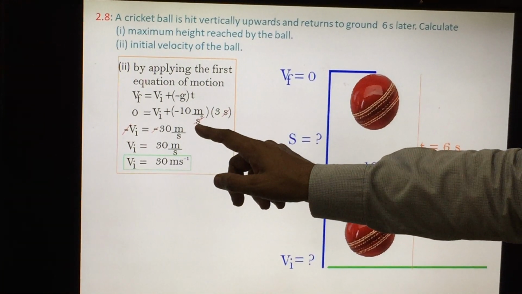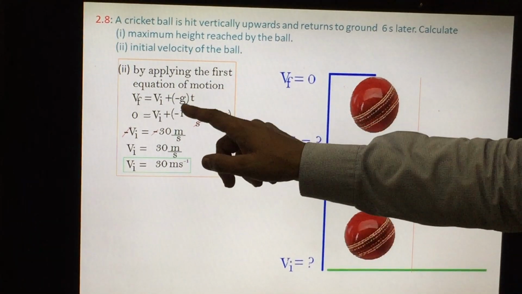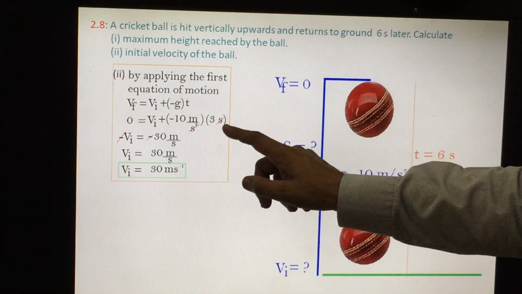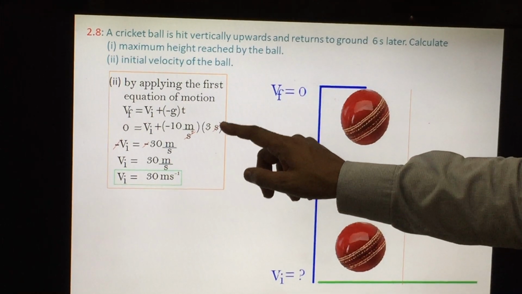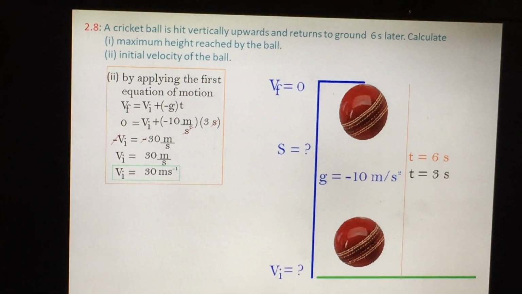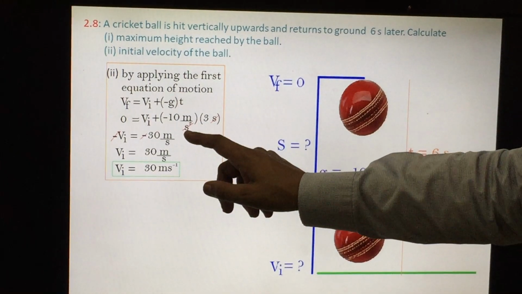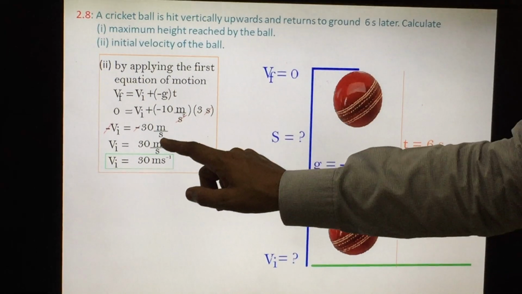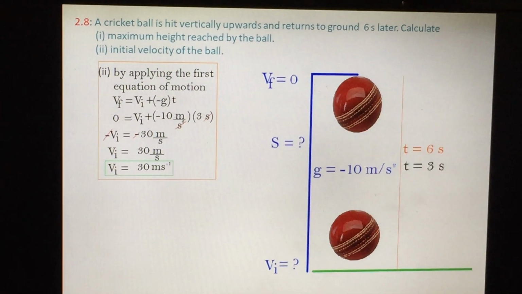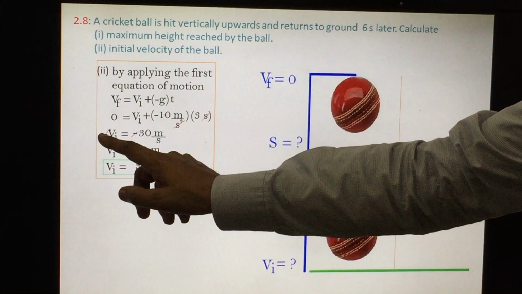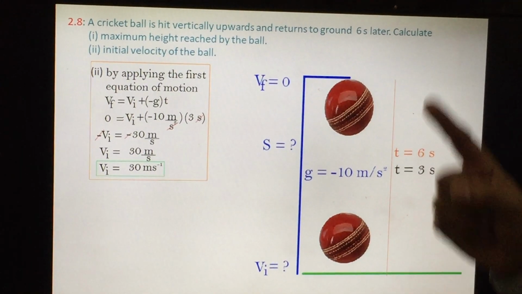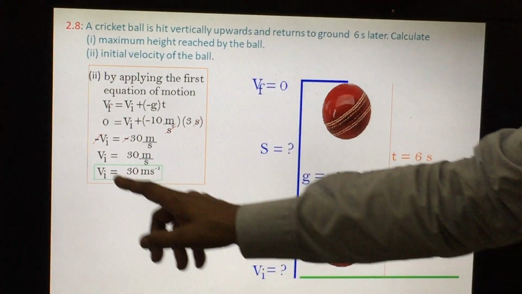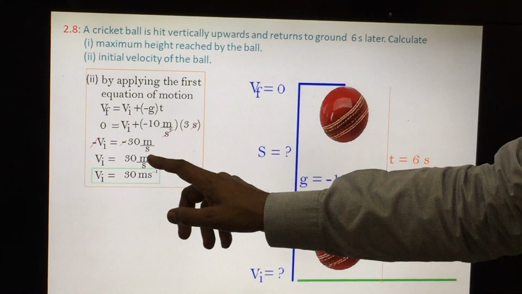One of the s is cancelled out with this s. You know that because your acceleration has meter per second square and time is 3 seconds. This second has power plus 1 and this one has plus 2, so one of the s is cancelled by this one. You will be left with only one s, and m is there, right? This negative will be cancelled by this negative, since you have negative on both sides of the equation. We will be left with initial velocity equal to 30 meter per second.